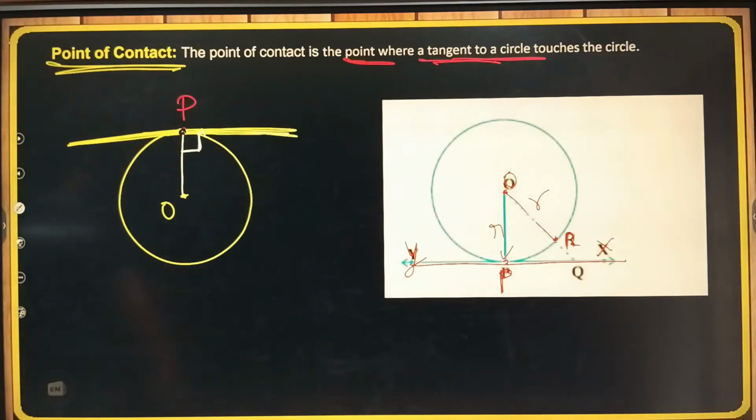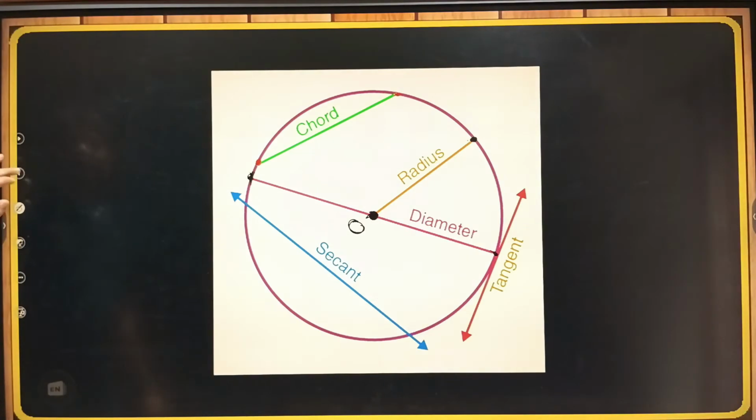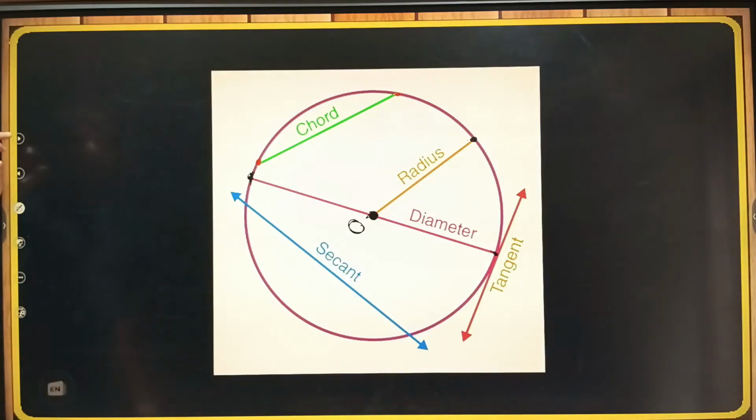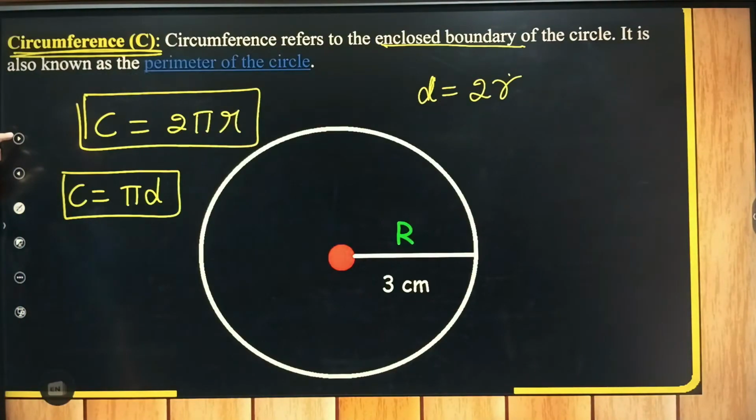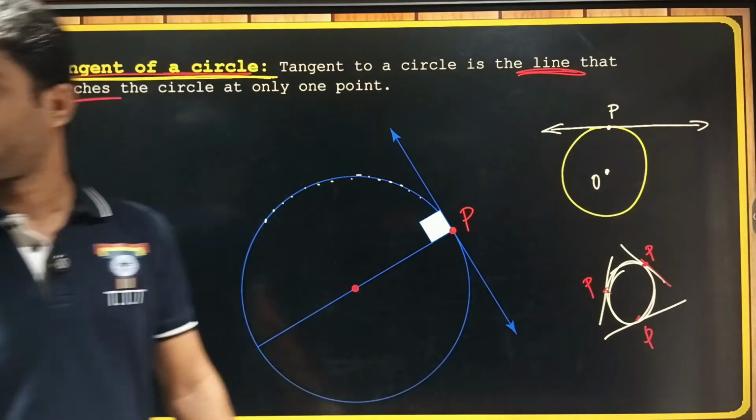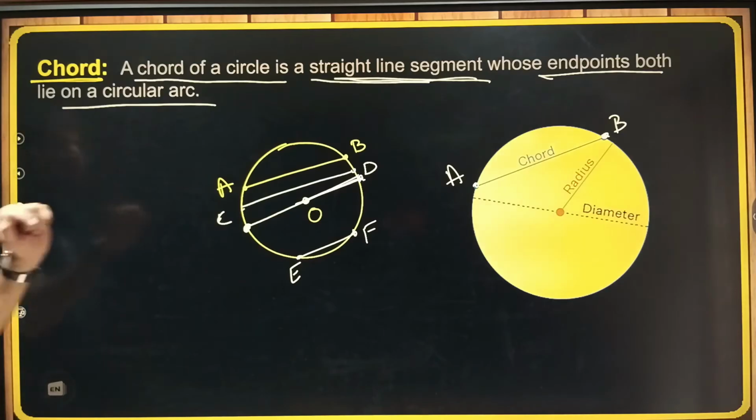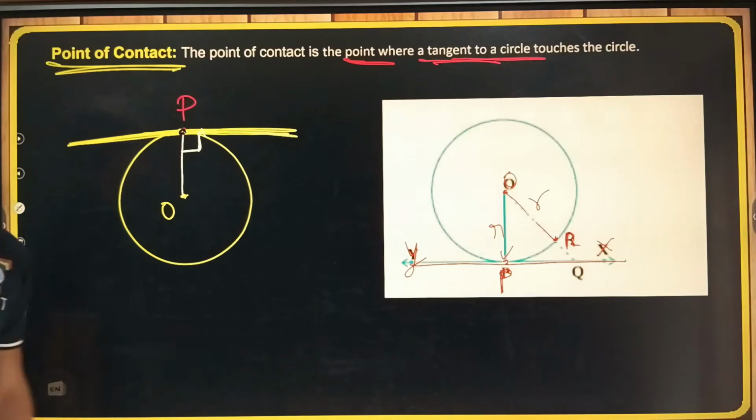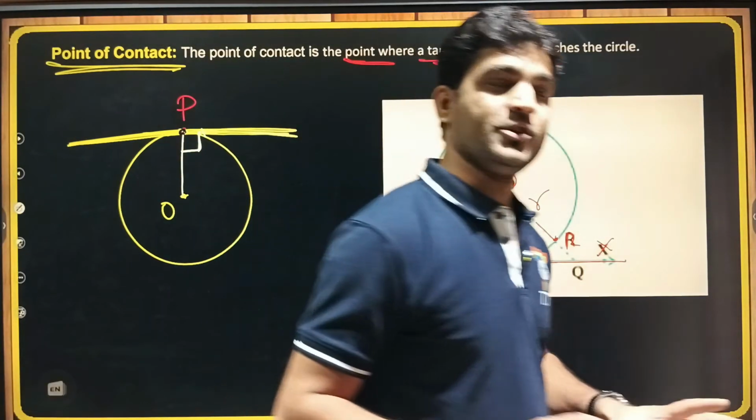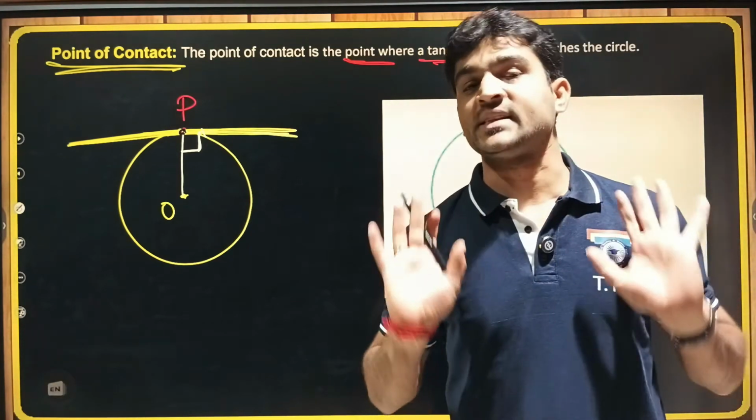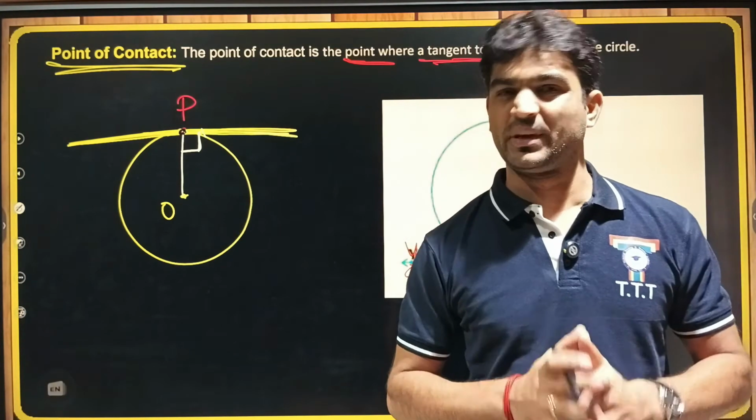What do you mean by point of contact? How many definitions did you study? Just everyone glance at this. First one, what do you mean by circle? Next is radius, diameter, circumference, tangent of a circle. Next, chord. Next is area of circle, secant, point of contact. These are the basic definitions required in this chapter. This much basic information regarding a circle you should know.